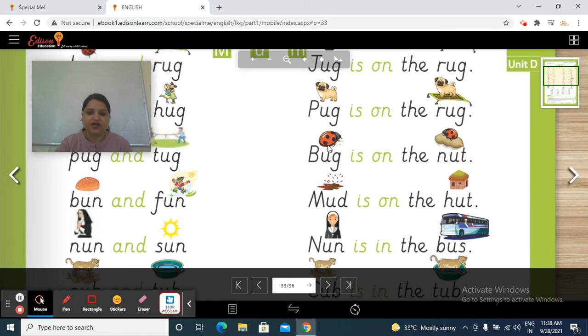Okay. Next, who's this? Yes, this is a bug. And this one, this is a nut. Now, where is bug? Yes, students, bug कहाँ पे है? Nut के ऊपर ना? So that's why we use on the nut. Okay. Now read this. Bug is on the nut.